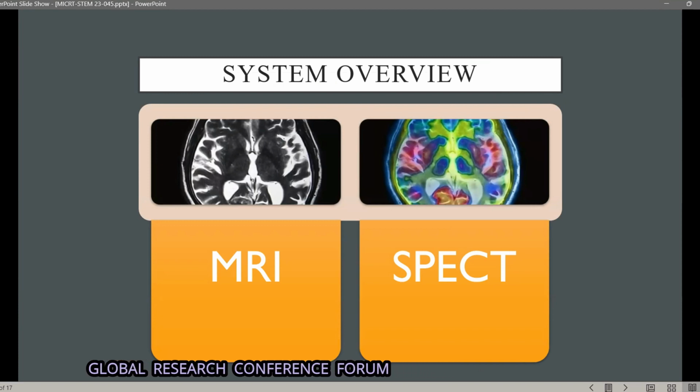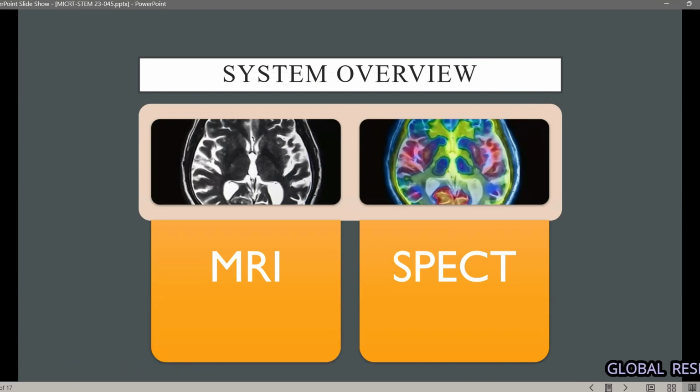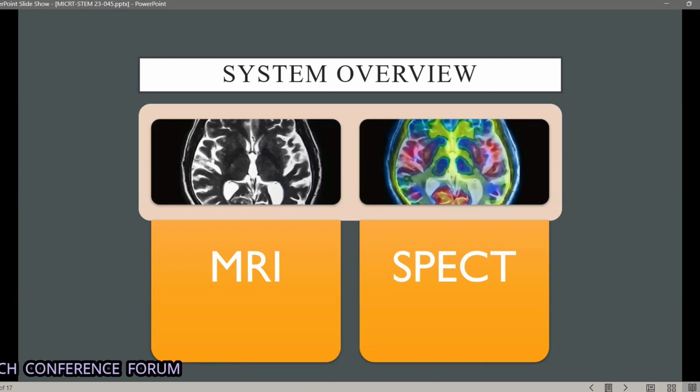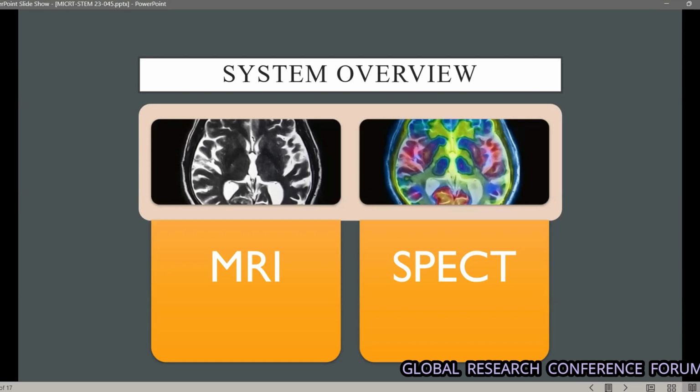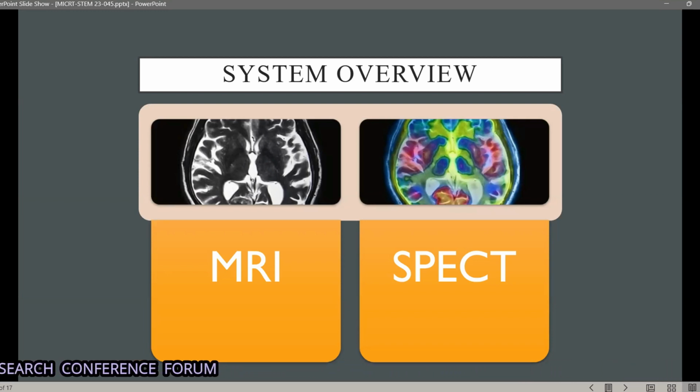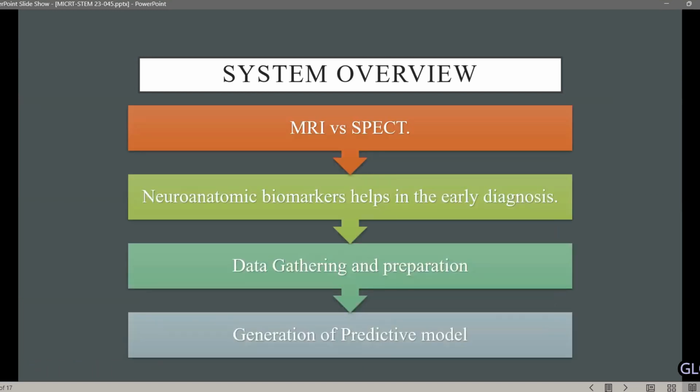In a SPECT scan, the patients are injected with a radioactive isotope that emits gamma rays. A special gamma camera is positioned above the patient and is able to detect the gamma rays emitted by the isotope. Then a computer triangulates in 3D space where the gamma rays are coming from, captures the rays and creates an image. In this way, these neuroanatomic biomarkers will help in early diagnosis, and the data collected from them is prepared to generate a predictive model.